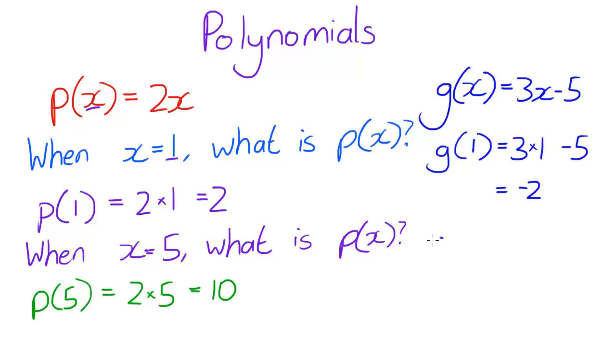And then here again I can say, what is g of 5? Well, we can do that again. So 3 times by 5 is going to be 15. Take away 5 is going to be 10.